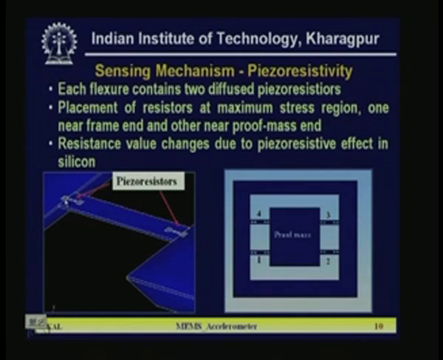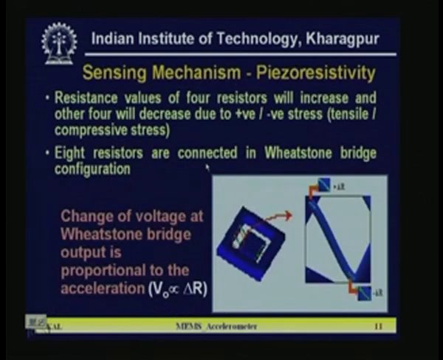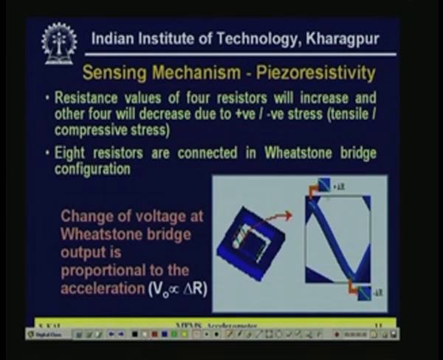You can see here is one resistance, here is one resistance at the maximum stress region, and the basic principle is known: the resistance value will change due to the piezoresistance effect. Now the resistance values of 4 resistors will increase and the other 4 resistors will decrease due to positive and negative stress. Positive stress we call tensile stress, and here you can see the positive stress region, where plus delta R.